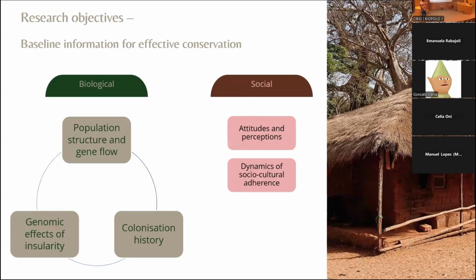Okay, so this project was mostly to get baseline information that could inform conservation. On the biological part, we looked into population structure, colonization history of the primates, and the genomic effects of insularity. And on the social part, we looked at the attitudes and perceptions of people.